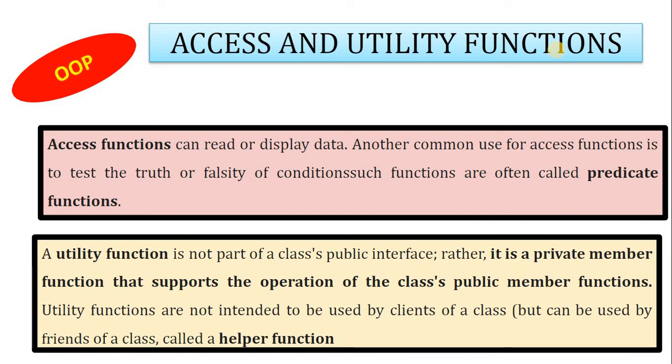The second function, that is the utility function, is not a part of the class's public interface, but it is just known as a helper function. That is, it helps the other member functions to do the operation. Remember that a utility function is never declared in the public interface. It is a private member function, and it supports the operation of the other public member functions of the class. These are not intended to be used by the clients of the class, but they can generally be used by friends. We'll see this concept in the next coming video, what is a helper function and how to use those functions.